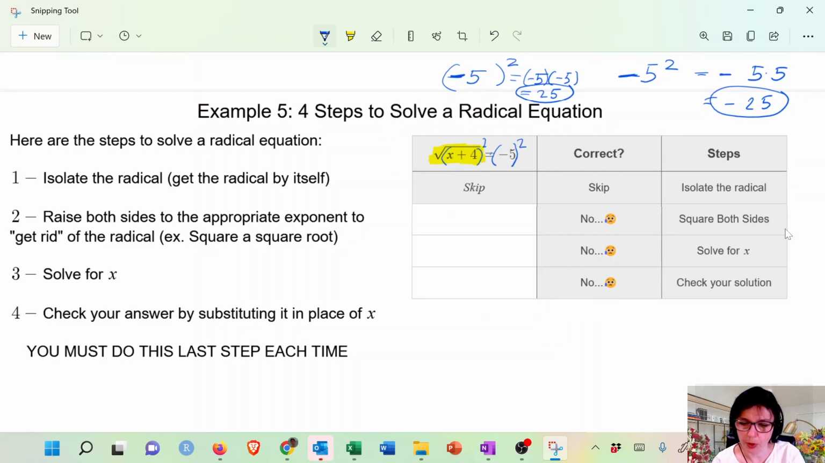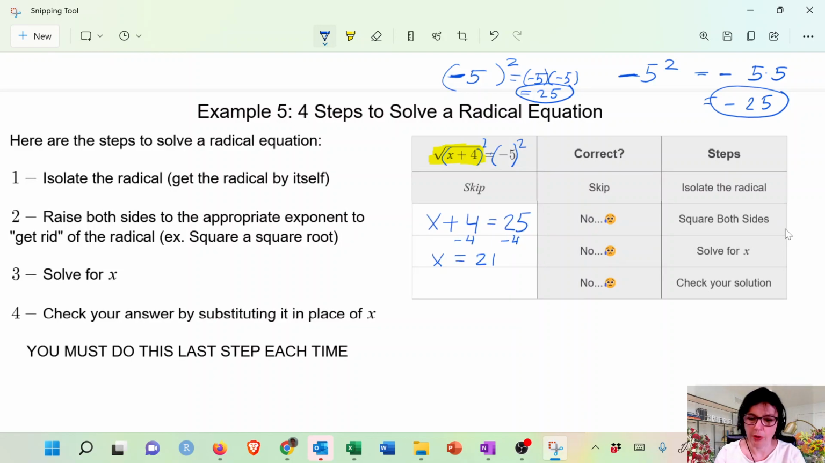So what's going to happen on the left-hand side? The square is going to cancel with the square root, and we will wind up with x plus 4 equal to negative 5 squared, which is not negative 25. That is positive 25. So don't make that mistake. Next we're going to subtract 4 from both sides. We're going to wind up with x equals 21.